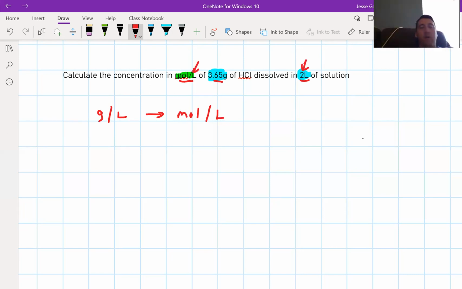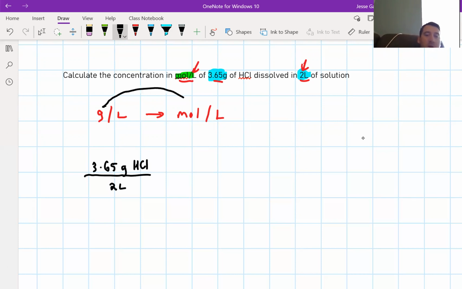All right. So the first thing we're going to do is write down what we know. That's why I always say write down what you know and write down where you're going. So the first thing to note is that I currently have 3.65 grams and the substance is HCl. So I'm going to write that in here. I've got 3.65 grams of HCl in 2 liters of solution. Now, I know I'm going to have to convert from grams per liter to moles per liter. So I'm going to need a conversion factor. Conversion factors are fractions.